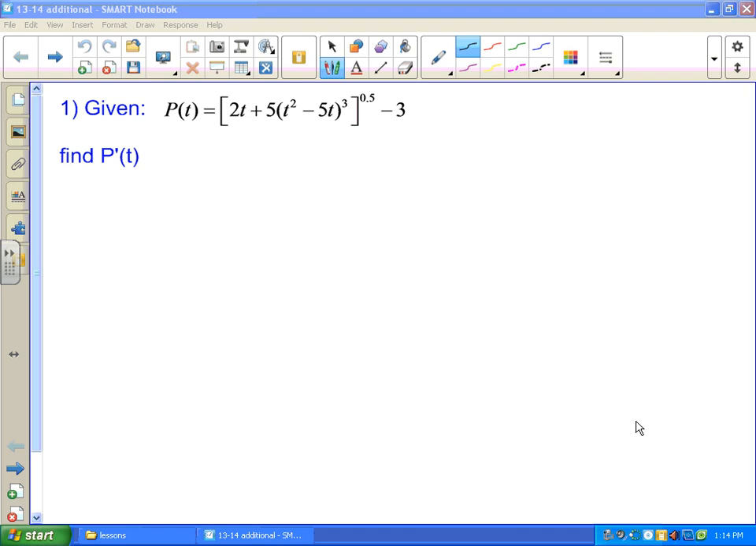In this question, we're given this complicated function that we see here. P is a function of t, and we're just simply asked to find the derivative. What makes this a little bit tricky is that we're going to have to apply the chain rule twice.